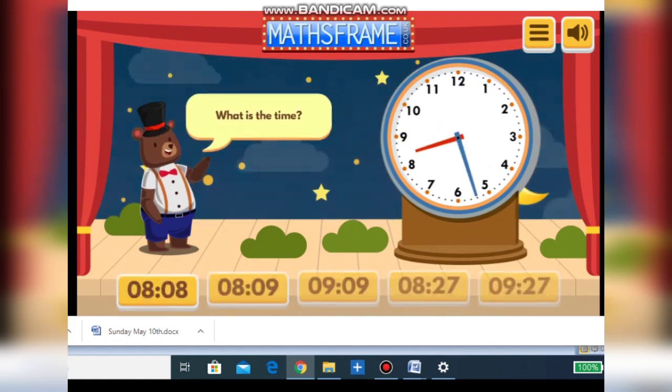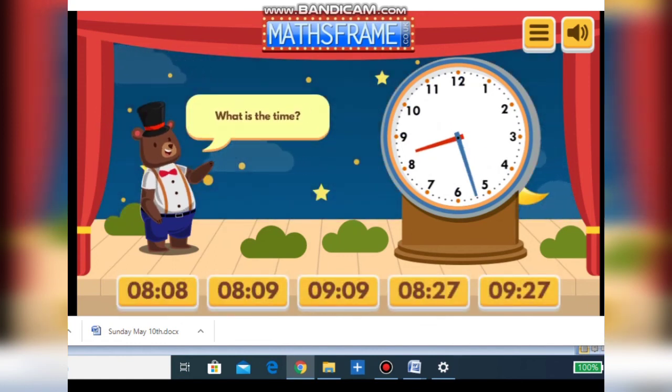And here we are with the time something after 8, because the hour hand is just past the 8. And the minute hand is just past the 5. So it's 8-something, and I know that 5 is the same as 25. So it's something just past 25. 8:08, it can't be that. 8:09, it can't be that. 9:09, definitely can't be that. 8:27, that's just past 8:25. Here is our answer.